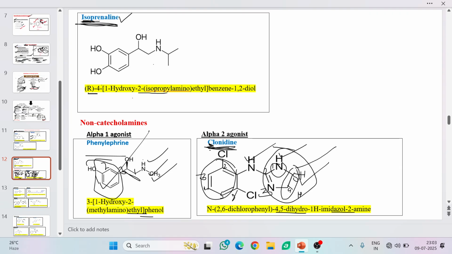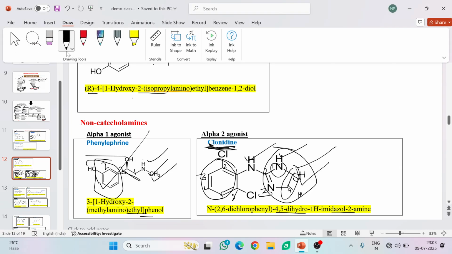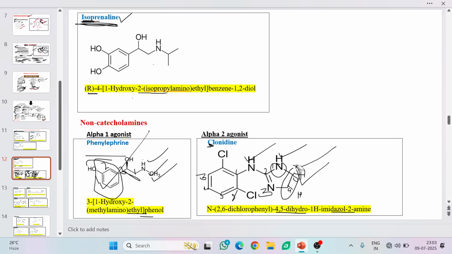No need to remember this full name, just remember clonidine contains chlorine, 2,6-dichlorophenyl, and an imidazole nucleus. They may ask the question, which heterocyclic ring is present in clonidine? So you should know imidazole is present in clonidine.